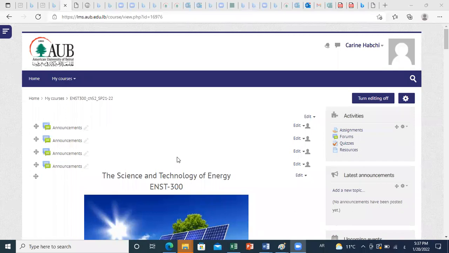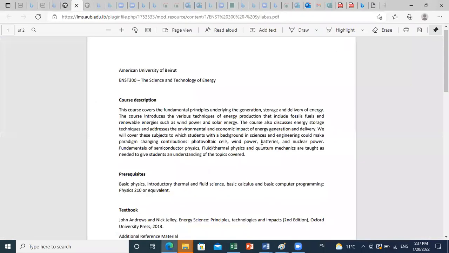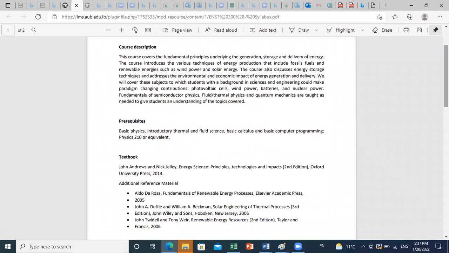To start with, we will go briefly over the syllabus. Then we will see how Moodle will provide you with different tools to help you in this course. So to start with, let us go over the course syllabus. So first, this course covers fundamental principles underlying the generation, storage, and delivery of energy.